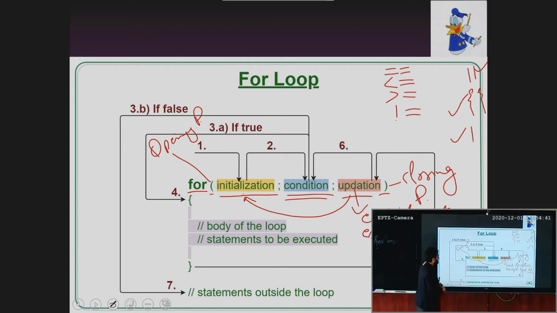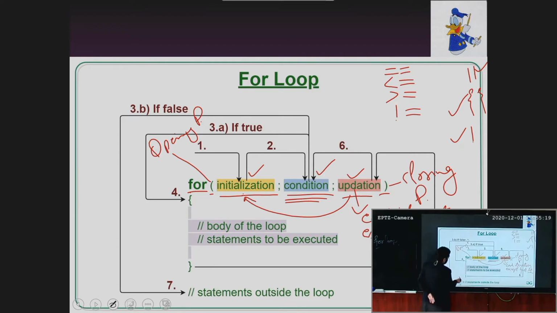Okay, so it means that initialization will perform only in the first iteration, and it will never ever be executed in the rest of the iterations. Condition will be performed in the first iteration, in all other preceding iterations, and even at the last iteration as well. So condition will be executed in either case, while updation will be executed only in all iterations except the first iteration.